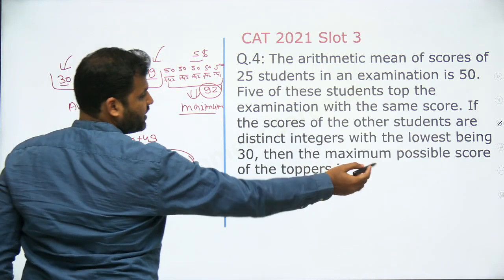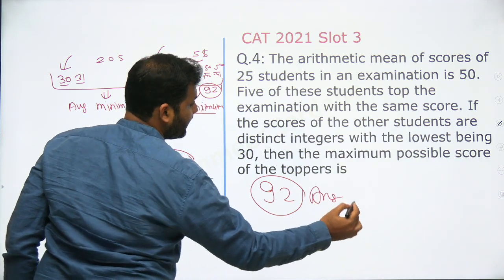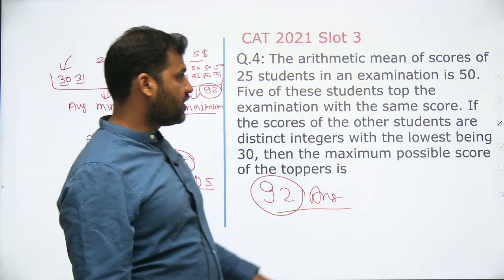So each maximum possible score of the topper is how much? It would be 92. This is the correct answer to the question, guys. That's the question number 4 for you.